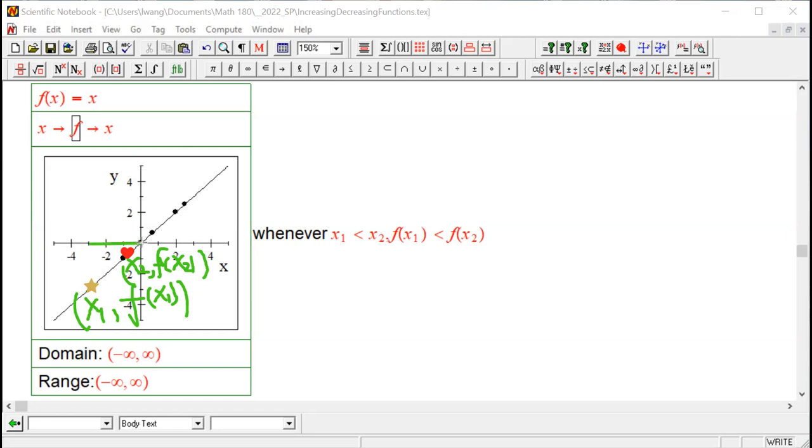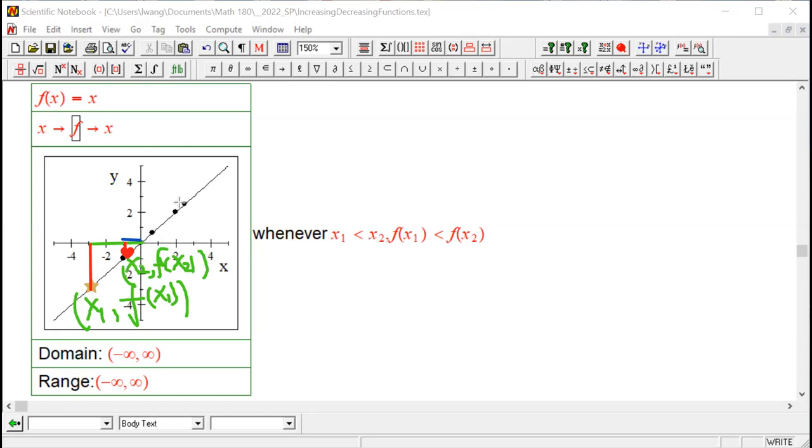And what is x2? x2, I'm going to use blue. This much is x2. Which one is larger? Of course, x2 is larger, because they're both negative numbers in this case. And f of x1, what is f of x1? f of x1 is this much. f of x2 is this much. Which one is larger? The shorter one is larger because they're both negative. That is true.